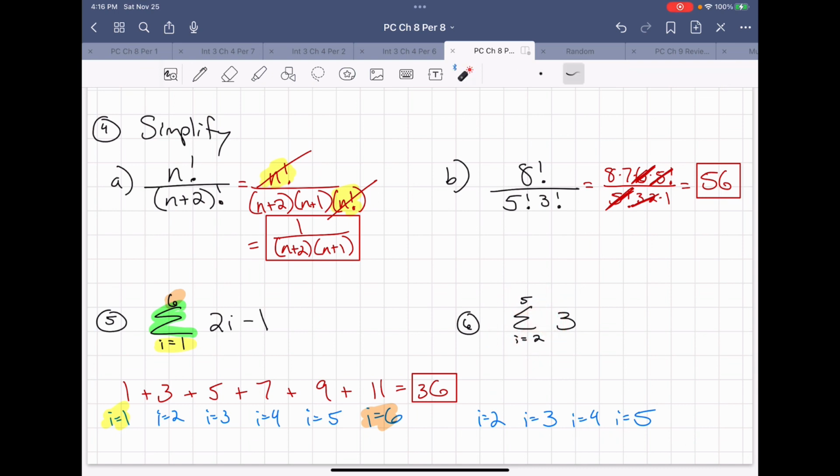Now, this sequence is just 3. So if i equals 2, what's the sequence going to be? 3. If i equals 3, what's the sequence going to be? 3. No matter what, the answer is 3. 3 added up 4 times gives you 12.